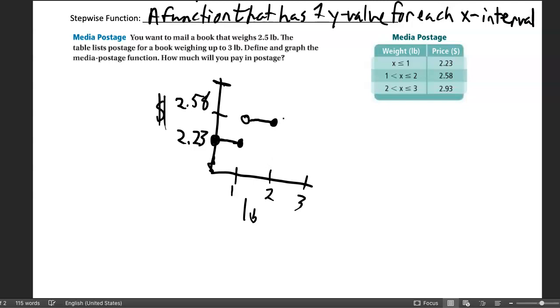And then, if you just hit 2 pounds or above, you go all the way out to 3 pounds, and it costs you an additional 30 cents or so. So if we're trying to mail a book weighing 2.5 pounds, that would be right here, how much would this cost? It would cost us $2.93 to ship this book.